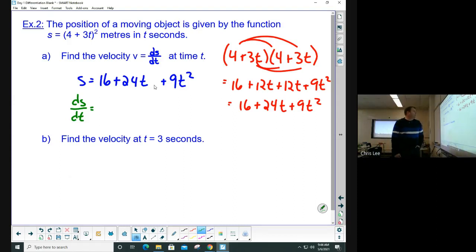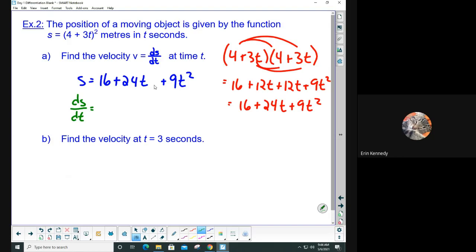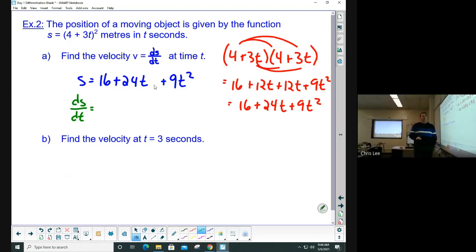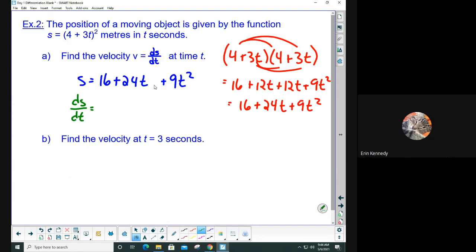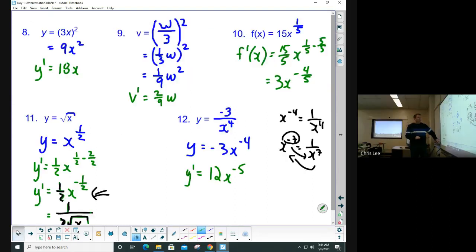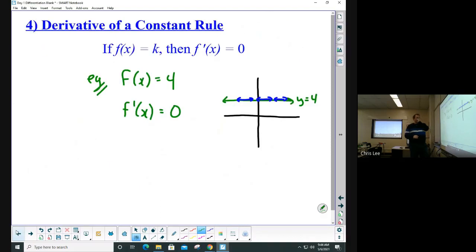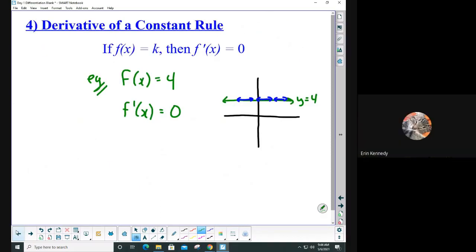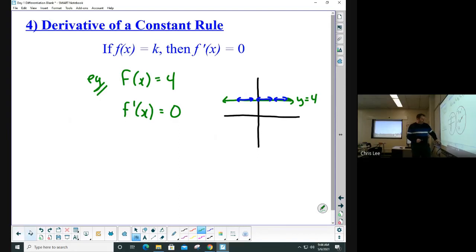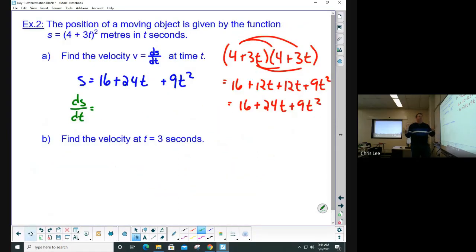Aaron, you want to try and differentiate this one? Sure. Would the 16 just stay a 16, or does it become 1? Well, you tell me, what's the derivative of a constant? I'm not sure. That's okay. Let's go back here. The derivative of a constant is? Oh, 0? Yes, good. So the derivative of 16, it's not going to stay 16, it goes to a 0. So I won't even write it down.